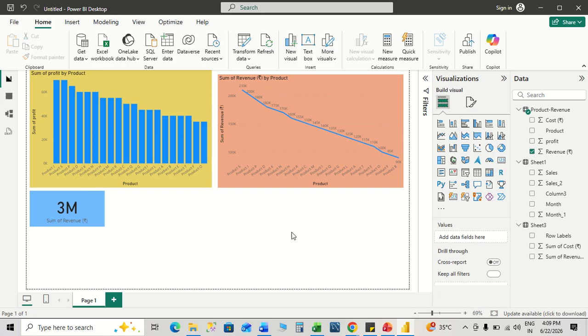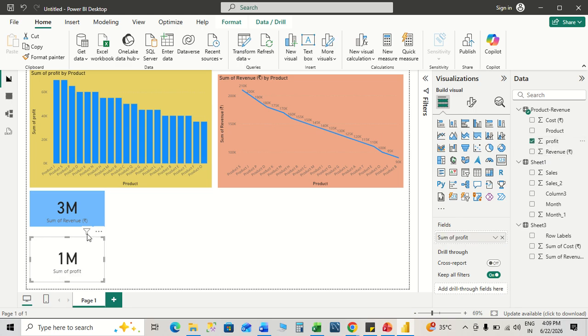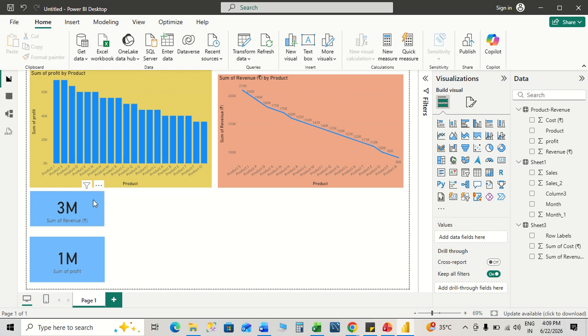Now again, if I want to show another card, and I want to show you the total profit, same way. Yes, 1 million is the total profit and total revenue is 3 million, or 30 lakhs, and 10 lakhs is the profit. So this way we can create dashboards.